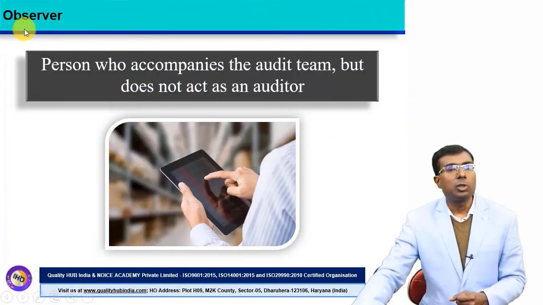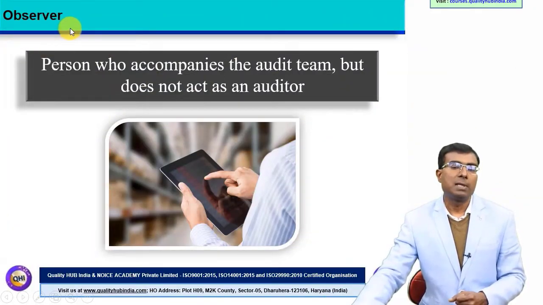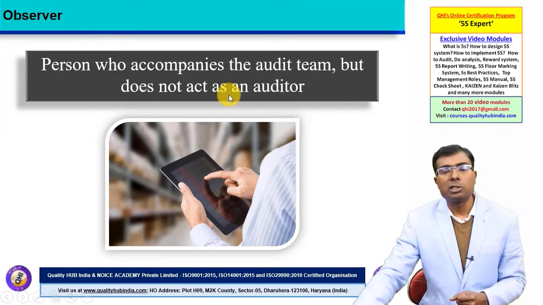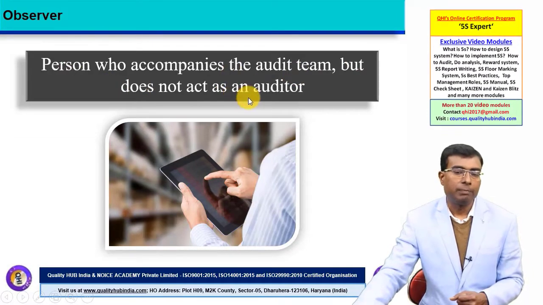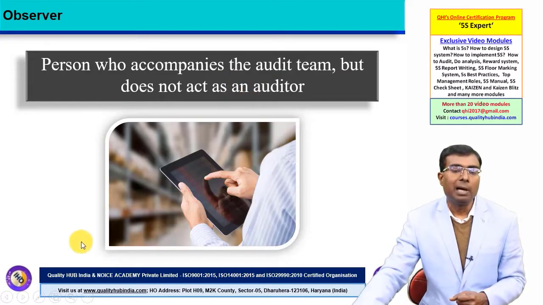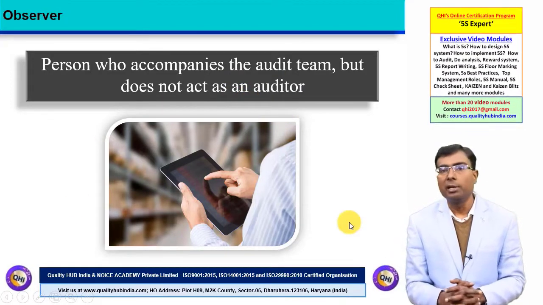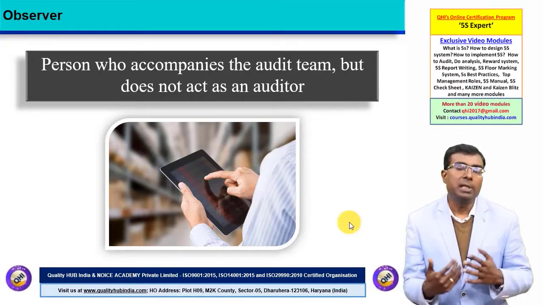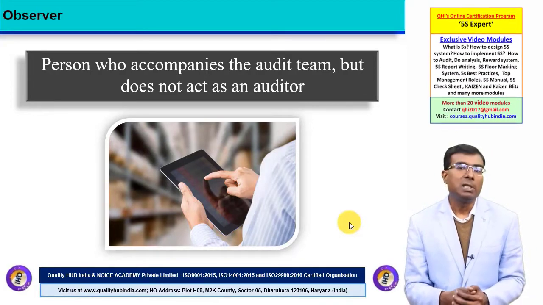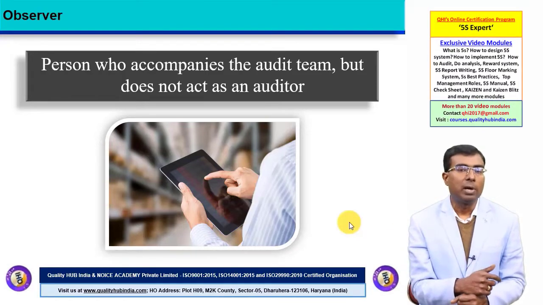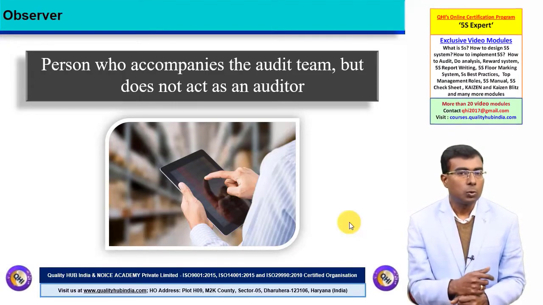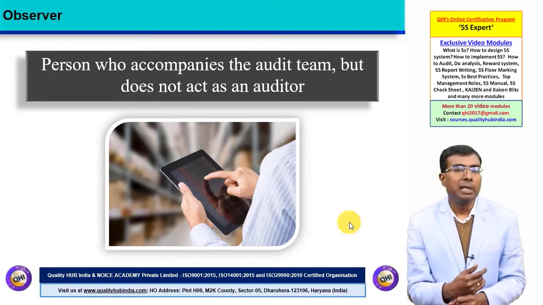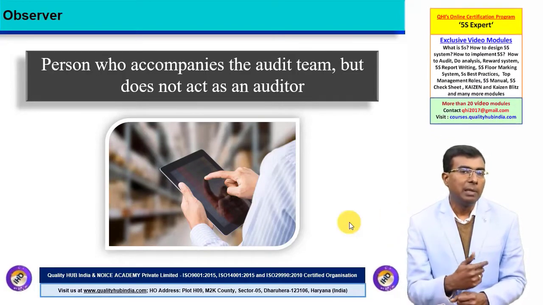And the next term is observer, and the definition of observer is a person who accompanies the audit team but does not act as an auditor. An observer could be a new person who has recently been trained as an auditor, but doesn't have expertise or experience yet. So he is basically accompanying expert auditors or senior auditors just to observe, and after a couple of visits he would be given charge for conducting independent audits.